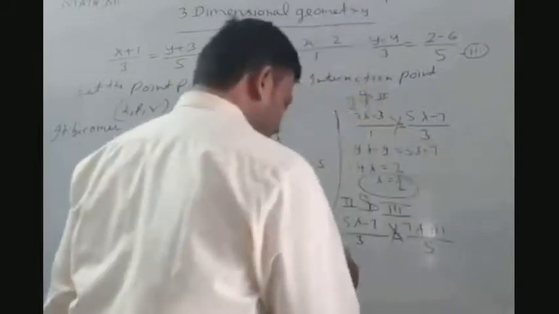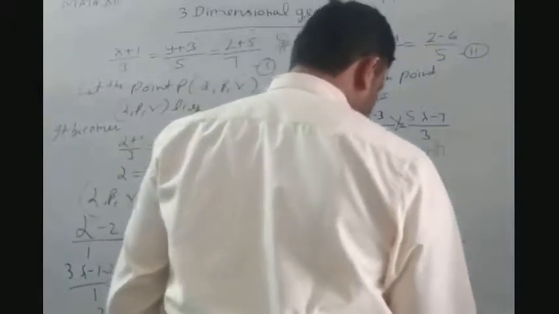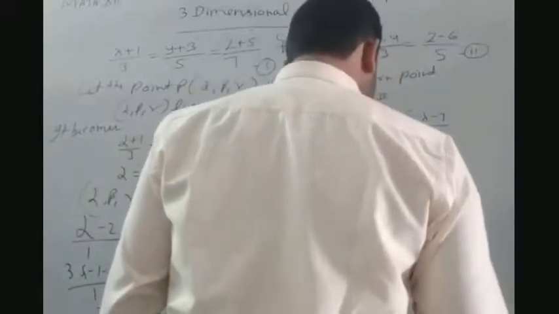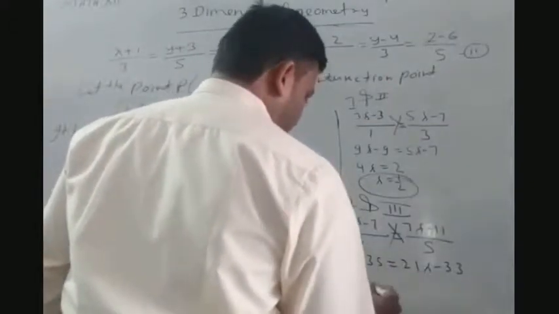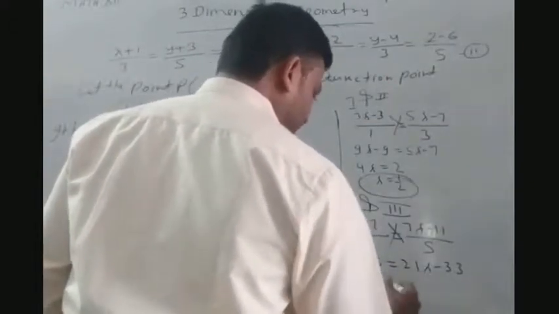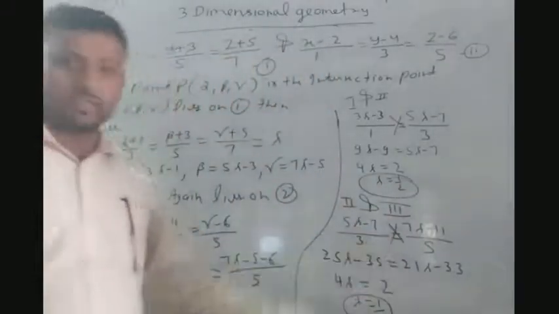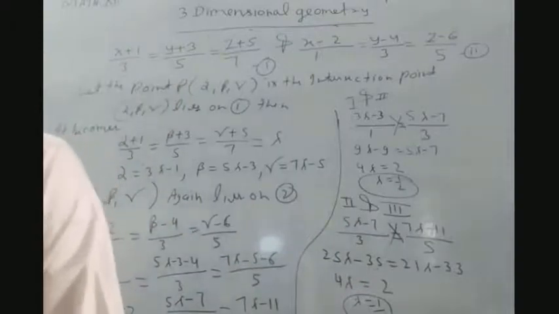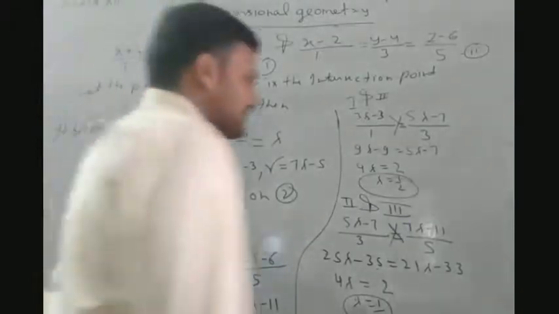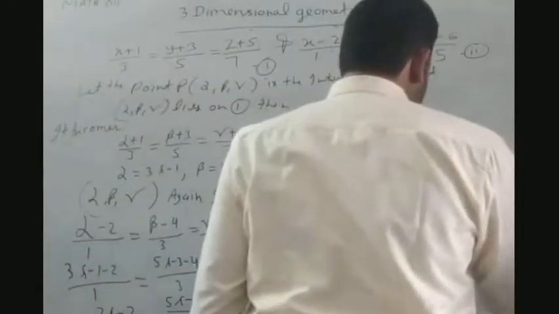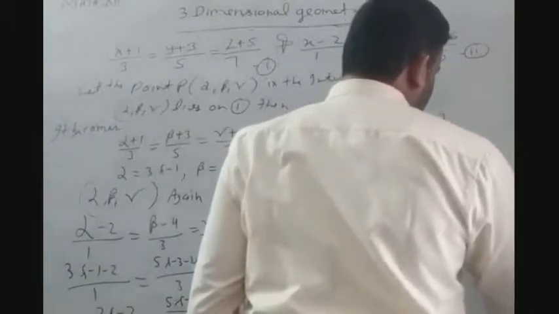Now we multiply, we write 25 lambda minus 35 is equal to 21 lambda minus 33. Now we will subtract this, we get 4 lambda, and this will be 2, and lambda is 1 by 2. So in both cases we are seeing that lambda is 1 by 2.